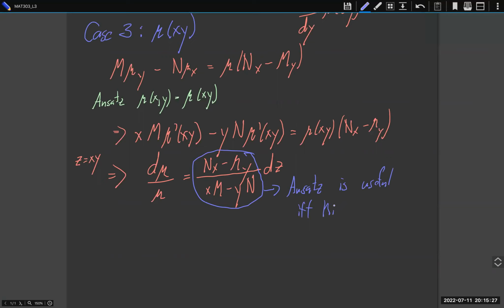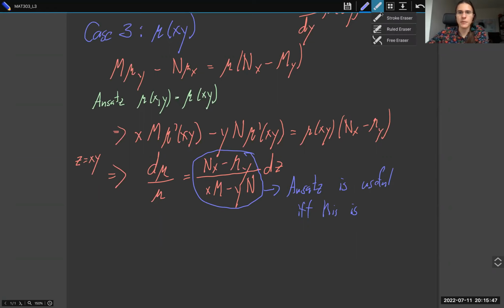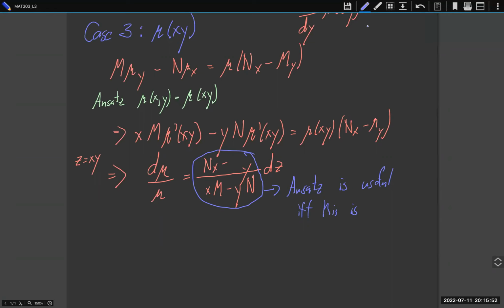Wait, is that N_x minus mu y as the numerator? M x minus y N, N_x minus M_y. Okay. Sorry, is something that I wrote unclear letter-wise? No, just M, like not the mu, the coefficient M. Okay, I think that might be the problem. Yeah, that's what I was wondering. Okay, fixed. If and only if this is a function of z equals xy.